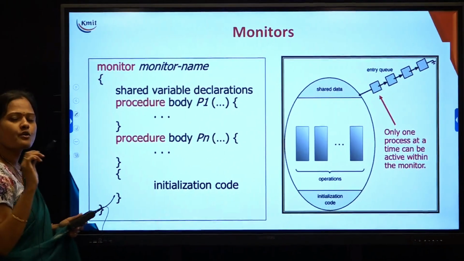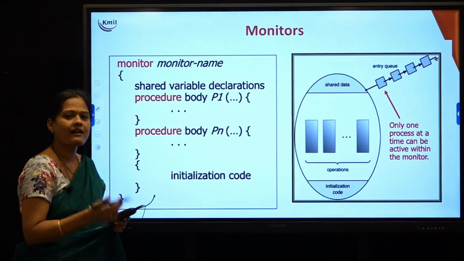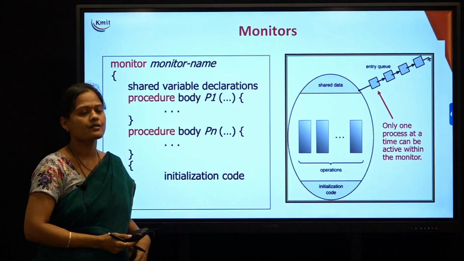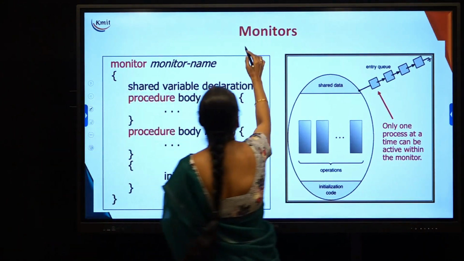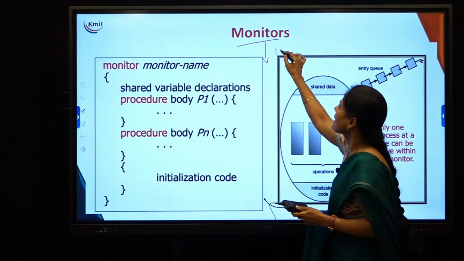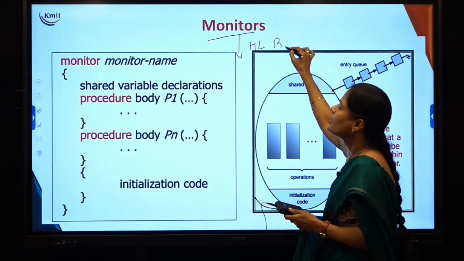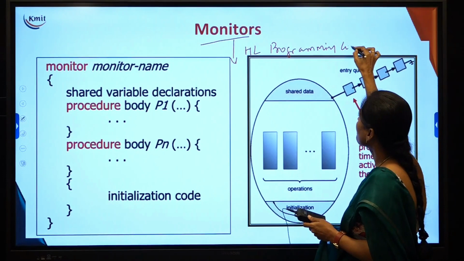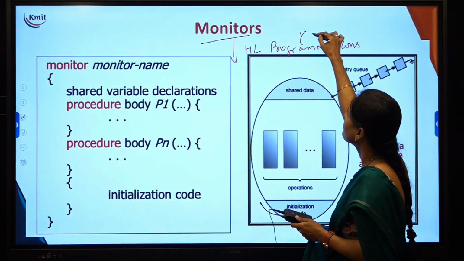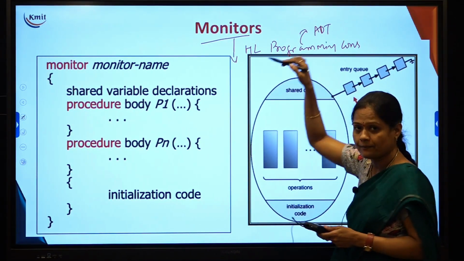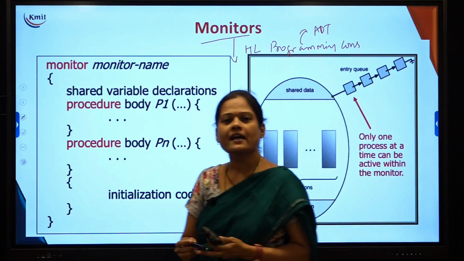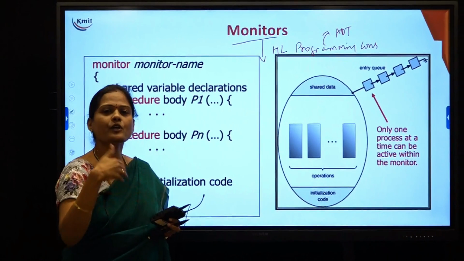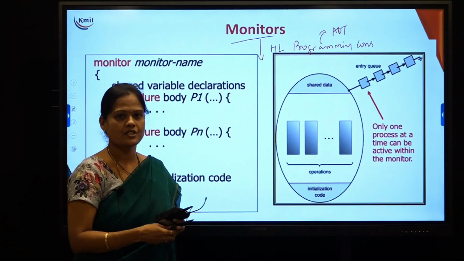Because of those two problems we encountered in the semaphore, we go for a concept known as monitors. A monitor is nothing but a high level programming construct. Here you will not write the individual instructions. It is a high level programming construct, or in other terms an abstract data type. You all know an abstract data type has the data types and the methods predefined, but you are least bothered with the internal representation.